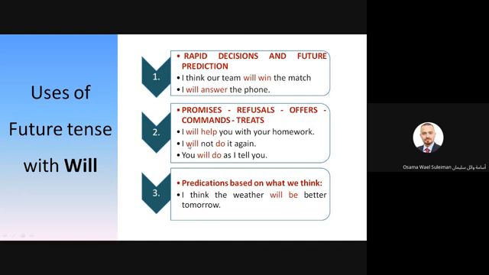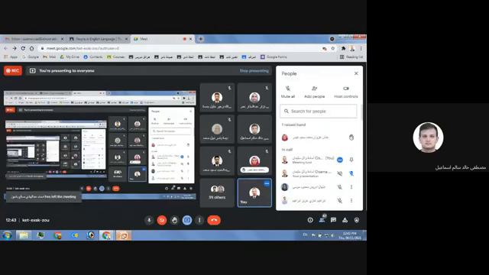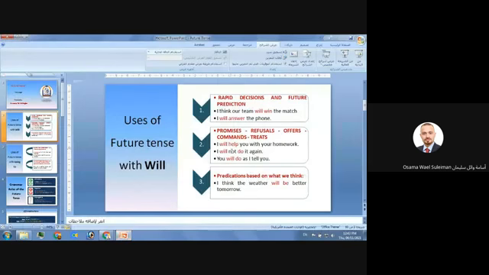The second sentence, I will not do it again. Yes. Promise. Good. This is a promise. I will not do it again. You have made some mistakes and you are promising your father, for example, I will not do it again. This is a promise. You promise your father you will not do that mistake again, and you say, I will not do it again.